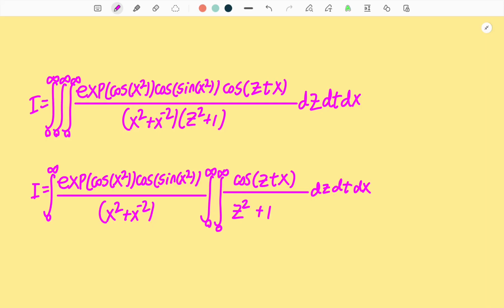If you've taken Calculus 3, you know that a method of solving triple integrals is separating them all and solving them separately. But in this case, we can't, because z and t are dependent on x. So we cannot separate these integrals. But what we can do is solve the z integral, then the t integral, and finish it off with the x integral.